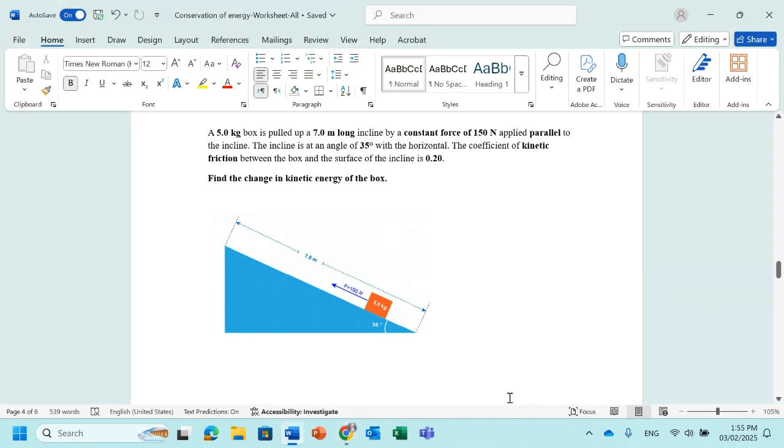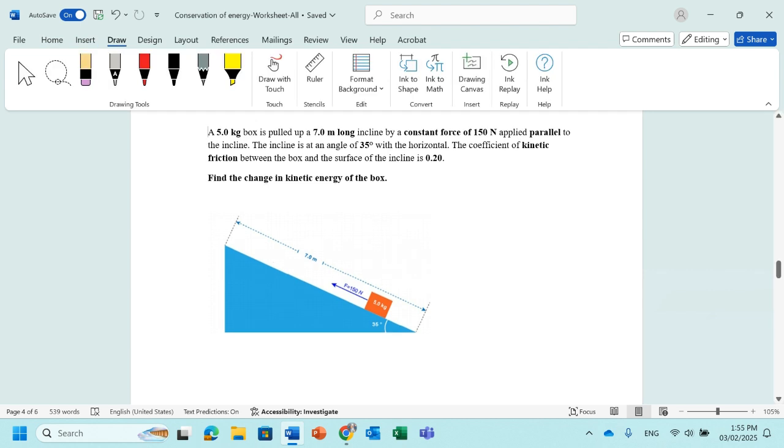Assalamu alaikum. I'm going to solve today one question related to conservation of energy. You can solve it in two ways, either conservation of energy or the work energy theorem. So the question, I'm going to read it.